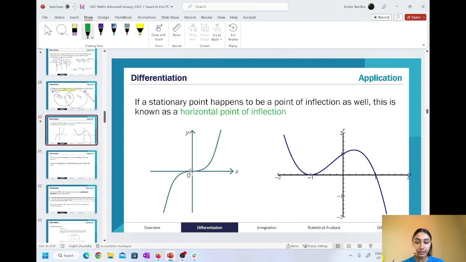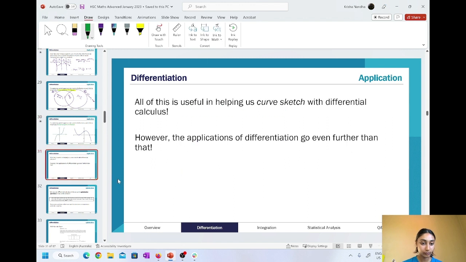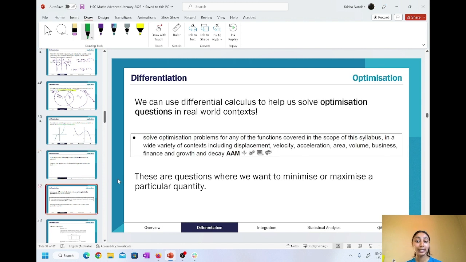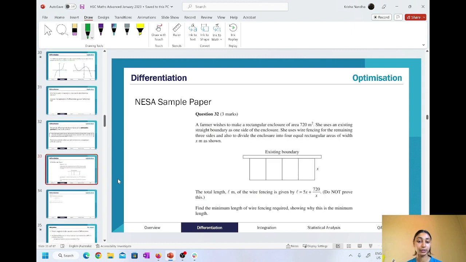Yeah, so just over here, this would be a horizontal point of inflection. Yes, so all of this is useful for curve sketching, and we will go through that not today, but in the next lecture series where we put together our differentiation skills, integration skills, and graphing skills, and we throw it onto a piece of paper. That's all for next time. But we can apply differentiation to go further than just curve sketching, okay? And we can use it for problem solving. So let's go through a question right now.